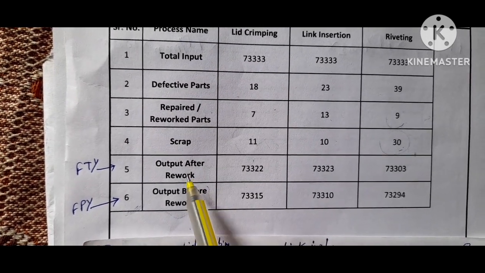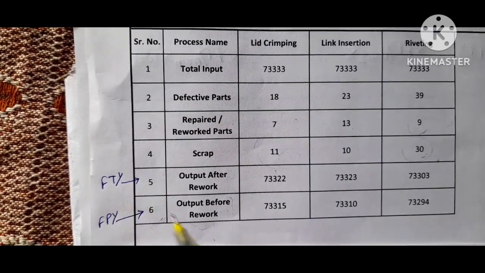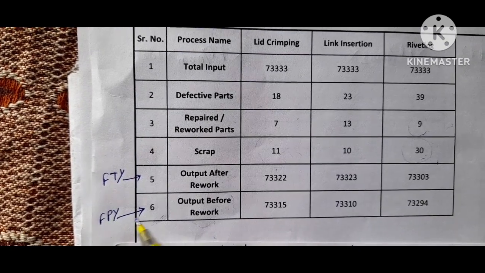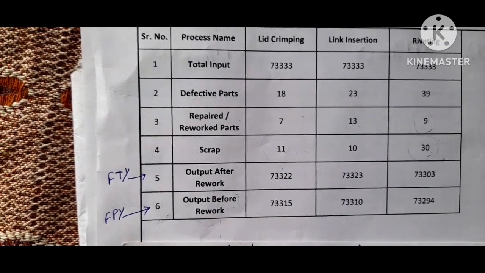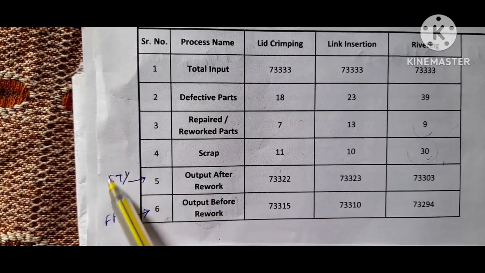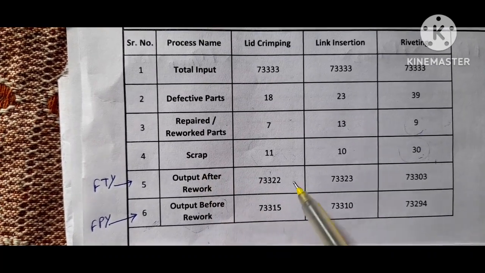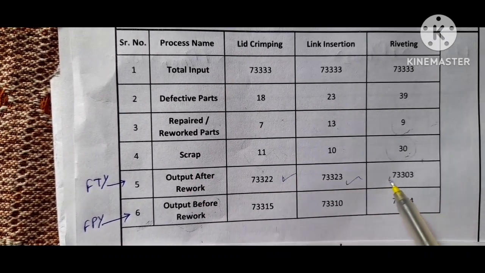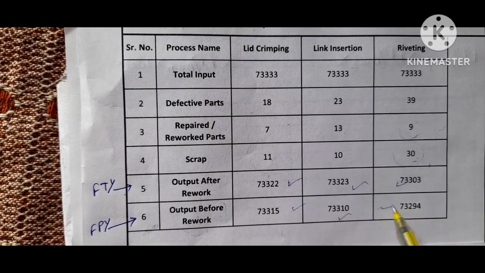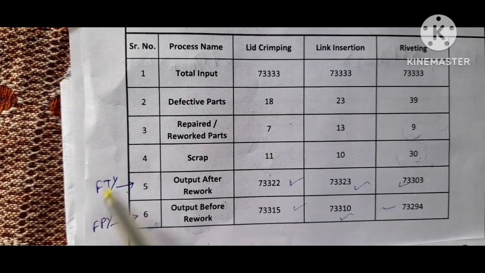The output after rework values are used in FTY, first time yield, and the output before rework is used in FPY, because in FPY no repaired or reworked part is considered, while in FTY repaired or reworked parts are considered. So these values are useful for FTY calculation, and these values are useful for FPY calculation. So we are looking here at the FTY calculation.